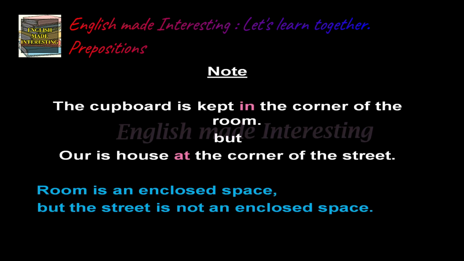Now note, in this sentence, the cupboard is kept in the corner of the room. But when you say about your house, you say our house is at the corner of the street. You cannot say in the corner of the street. It is at the corner of the street. Room is an enclosed space, but the street is not an enclosed space. That's why the difference.